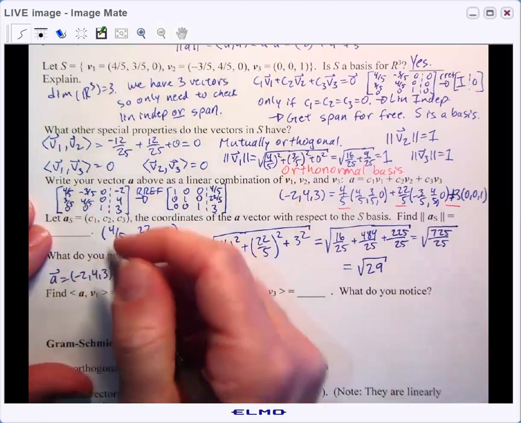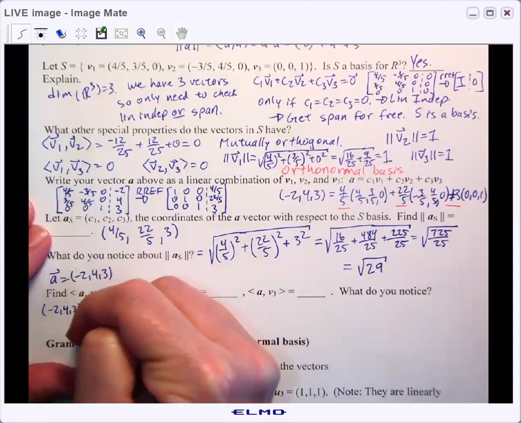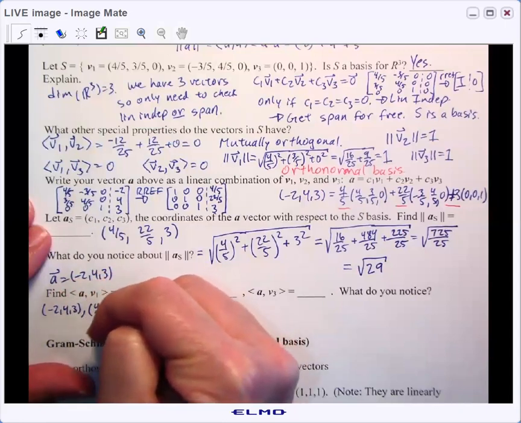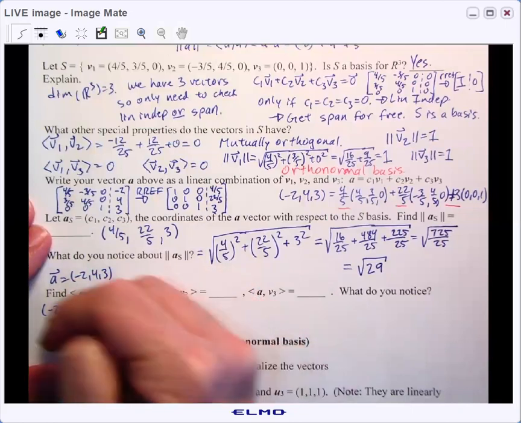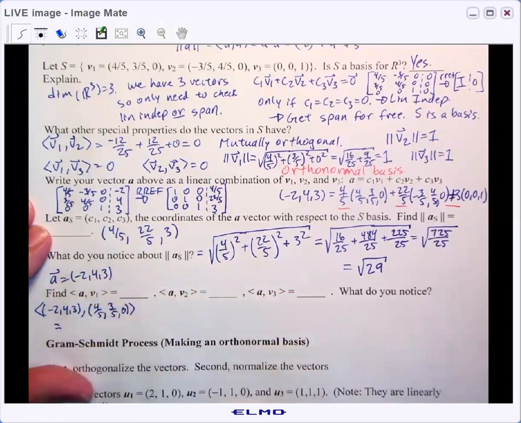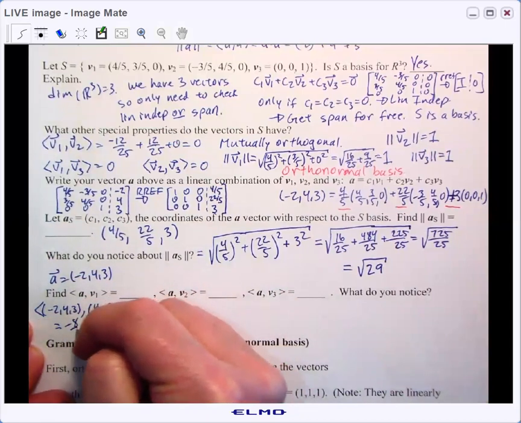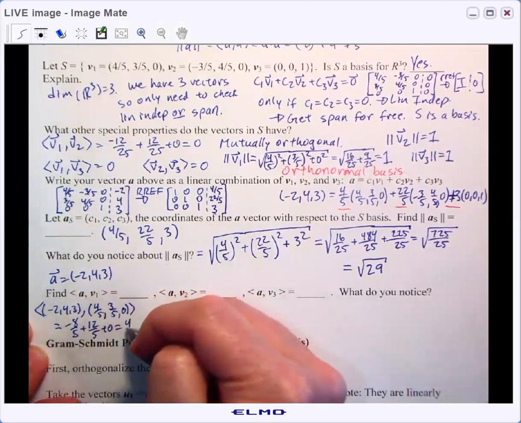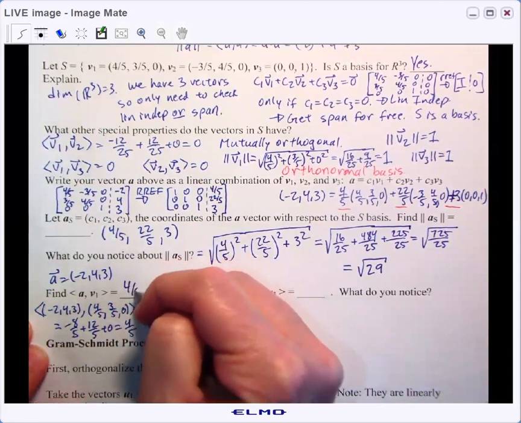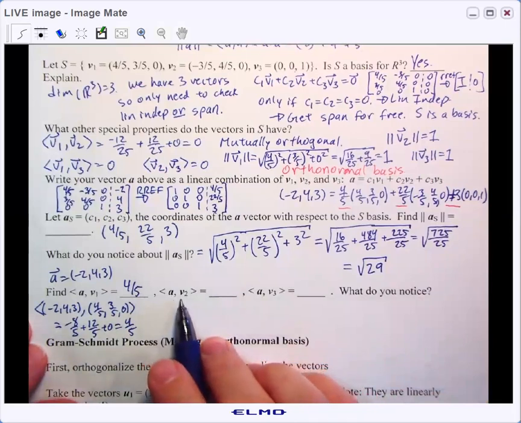So if I do the inner product of A with V1, I've got the vector -2, 4, 3, inner product with 4/5, 3/5, 0. Okay, and unless I tell you otherwise, use the standard Euclidean inner product. So we'll get -8/5 plus 12/5 plus 0, which happens to be 4/5.